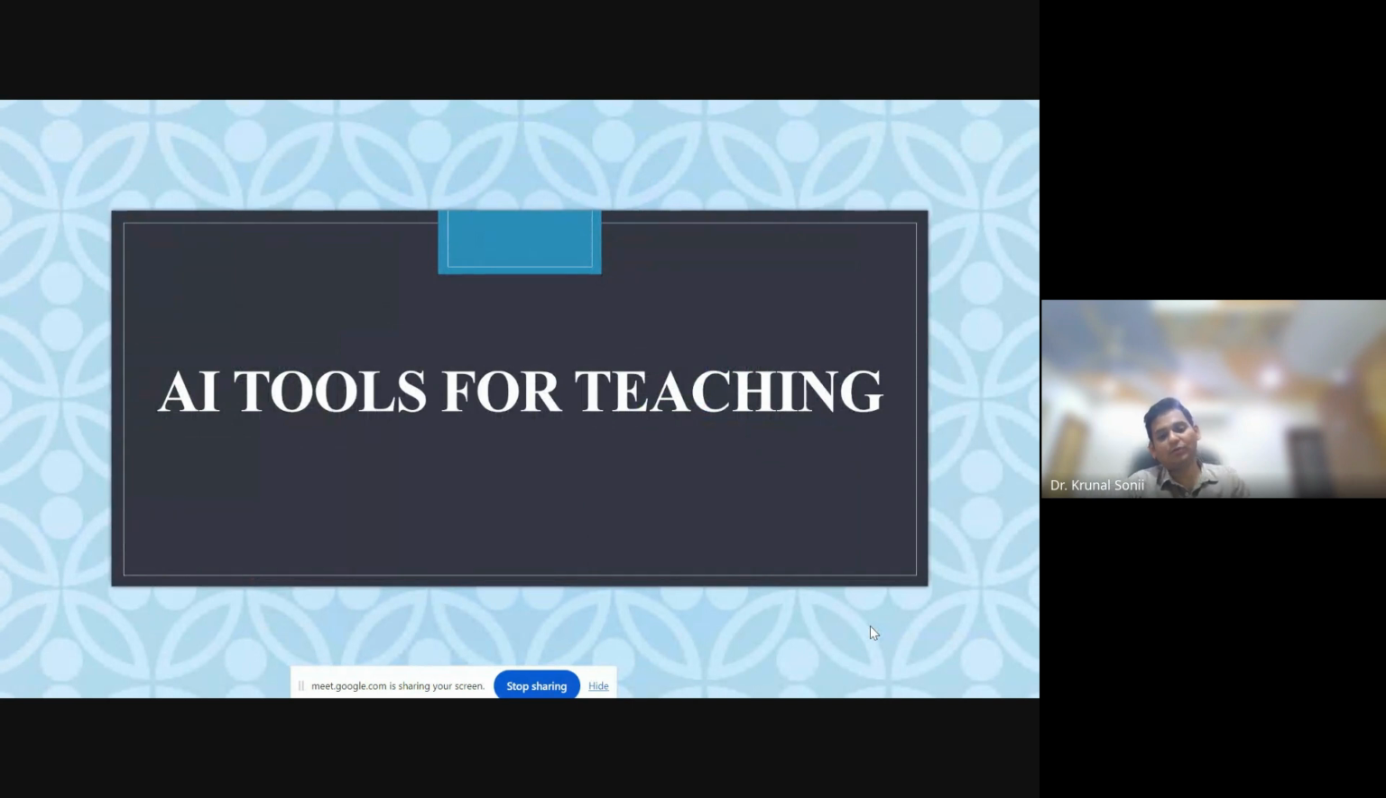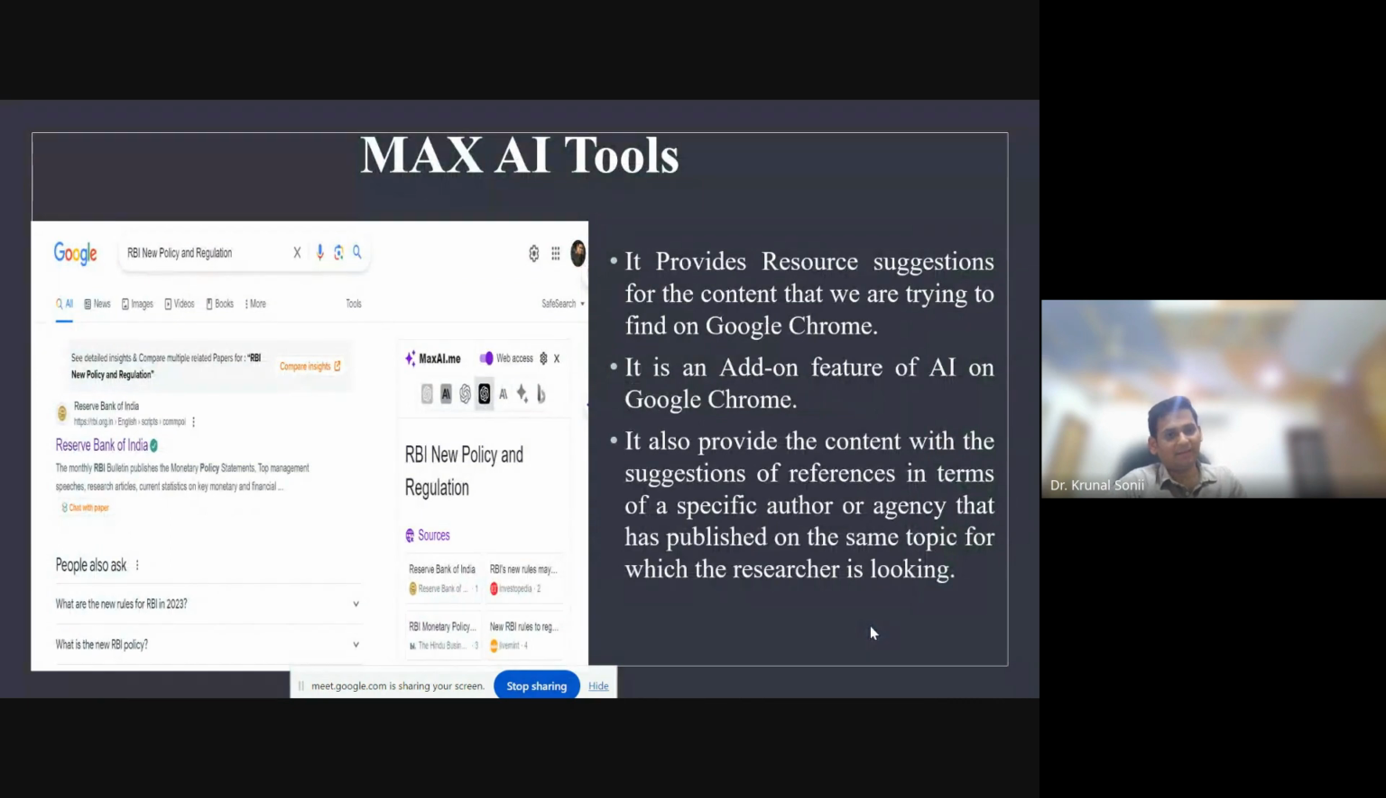Then what are the AI tools which we have for teaching? So let's see, Max AI tools. What does Max AI tool do? It provides resources and suggestions for the content that we are trying to find. Means if I'm finding RBI new policies and regulations, apart from that, Max AI tools will also give me suggestions of other sources already linked with the content that you are finding. So if you want some extra things apart from what you are searching for, you can also refer to the suggested websites on the right hand side of your screen with the Max AI tool.